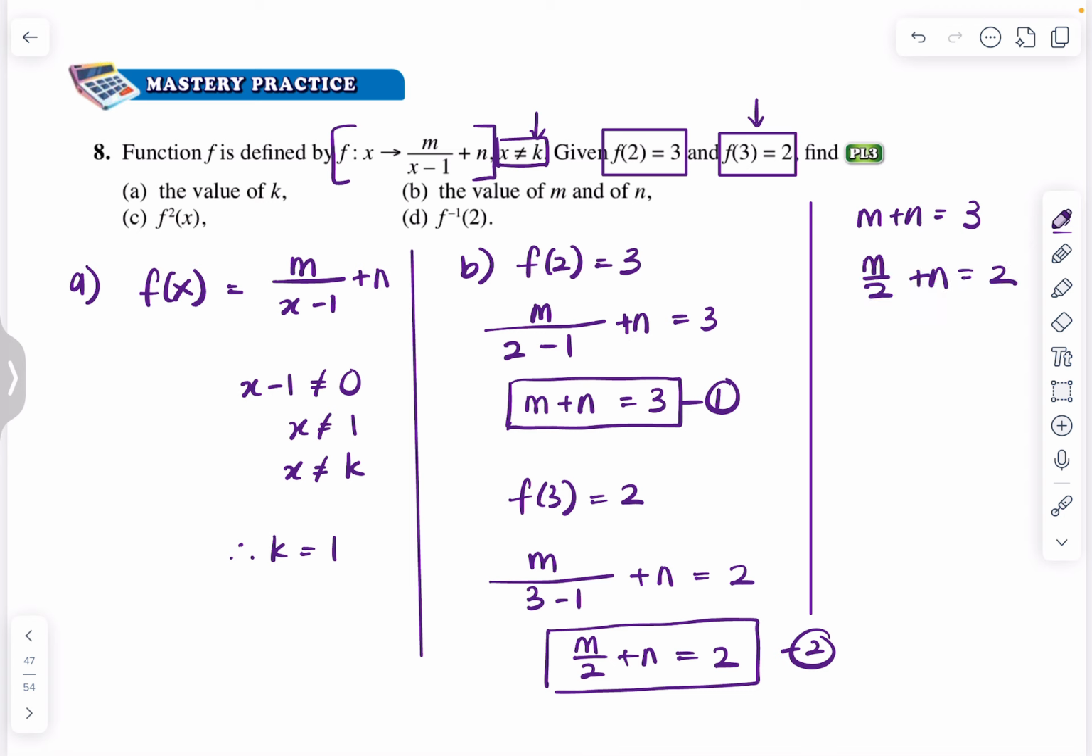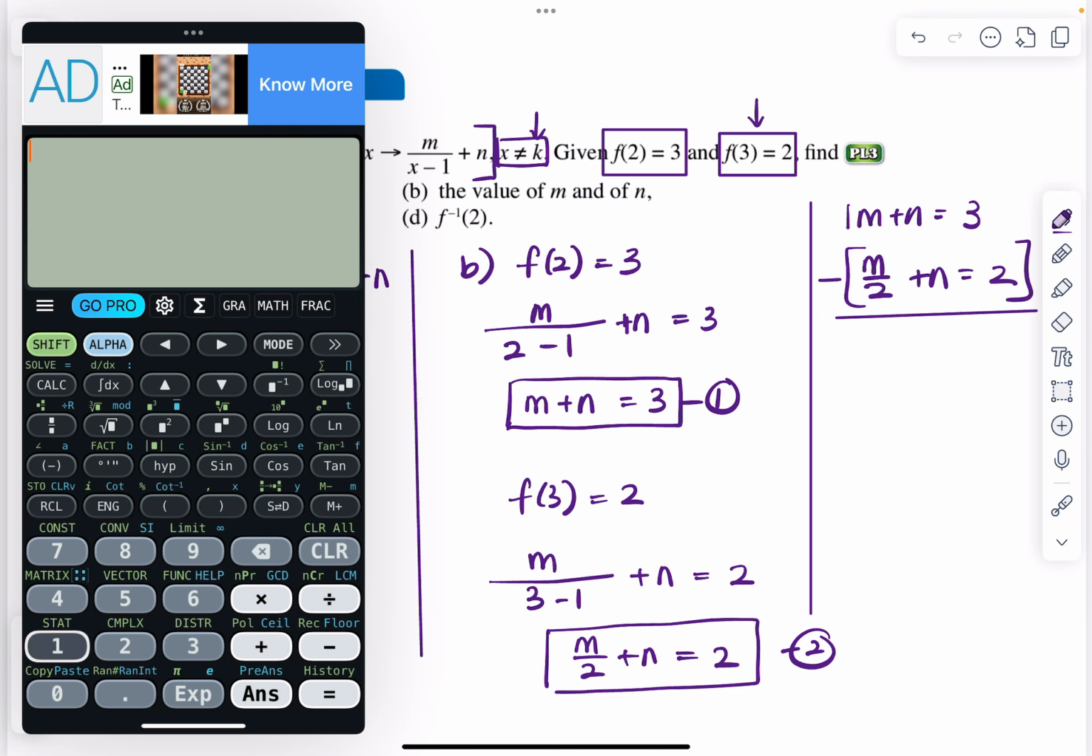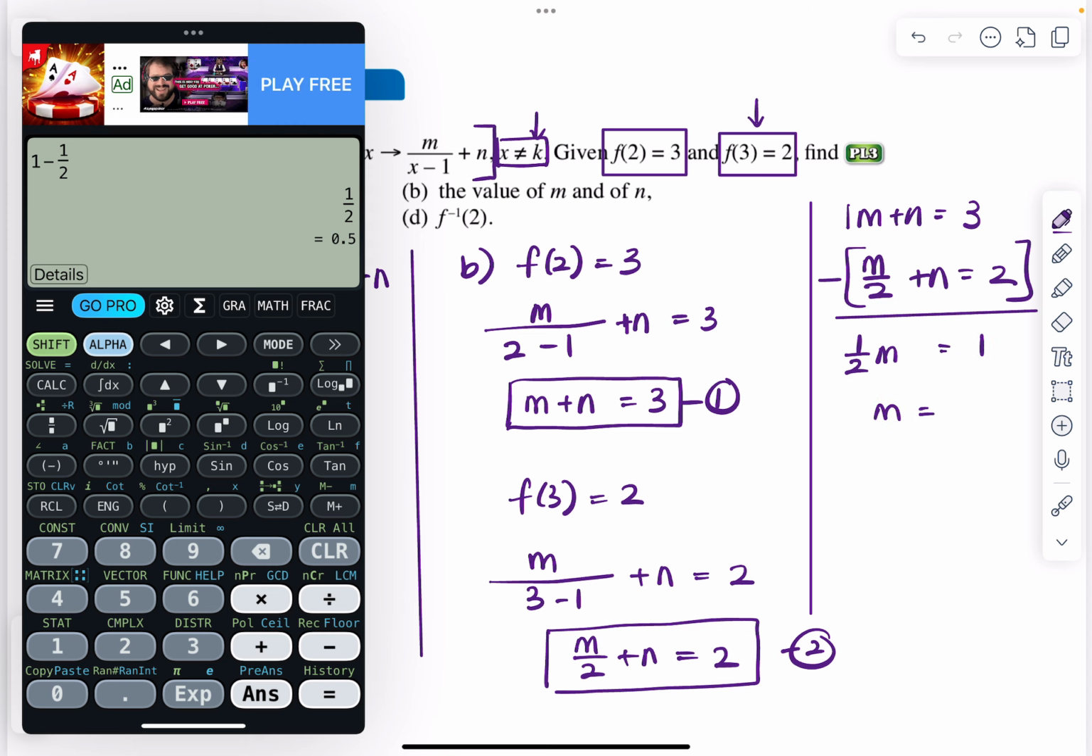So equation 1 we can minus off equation 2. So this is 1m, 1m minus 1 over 2m. If you're unsure, you can just use your calculator. 1 minus 1 over 2 is 1 over 2 m. And then n minus n cancels off. 3 minus 2 is 1. Therefore, m is 2. We bring the 1 over 2 over there, it becomes times. m is 2.